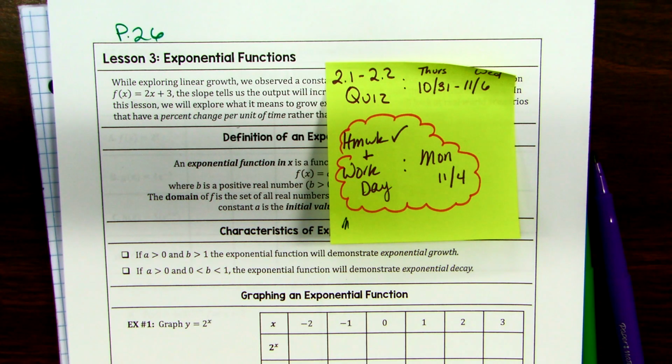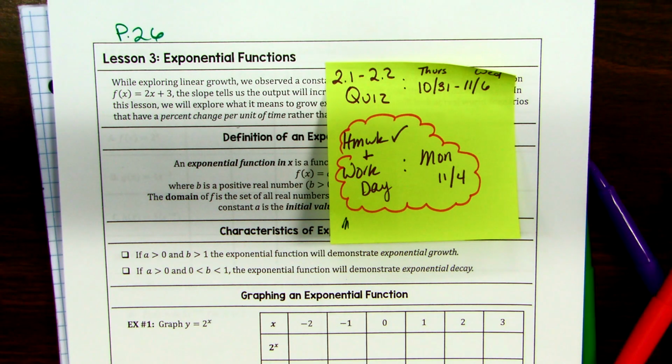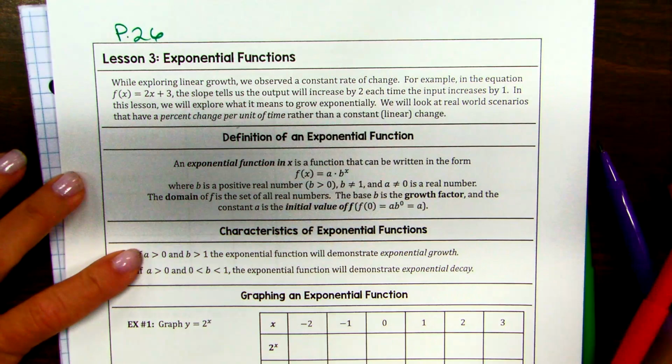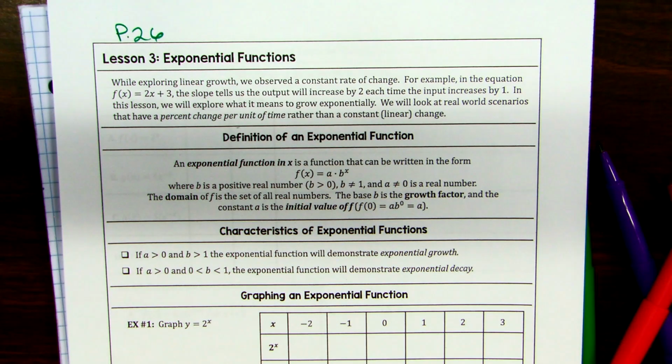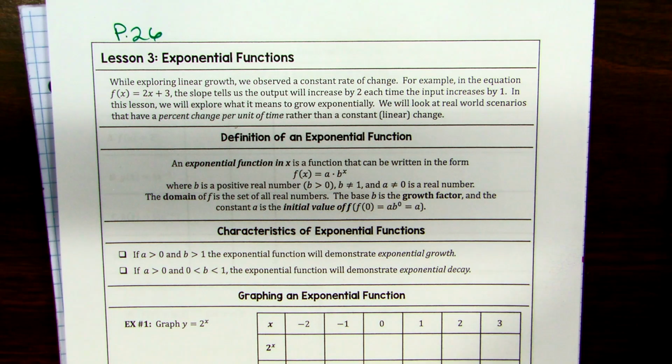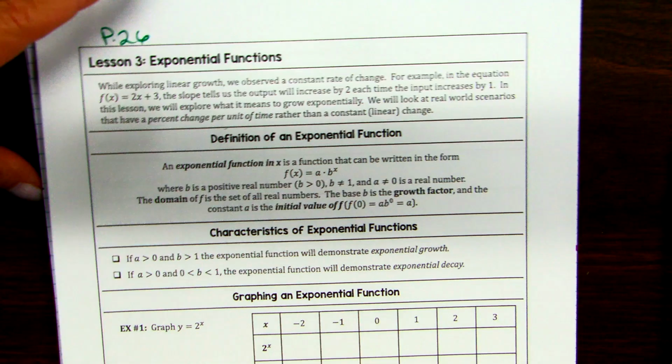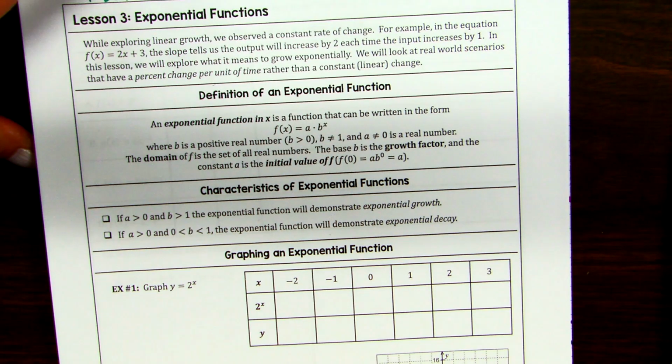So let's get started. We are doing section 2.3. It's a one day. So today we do 2.3 exponential functions. You'll probably finish your homework in class. It's a pretty easy lesson, good for a Friday. Monday we'll do the workday, and then we'll continue on with exponential functions, getting a little deeper into it in the next few sections. Okay?